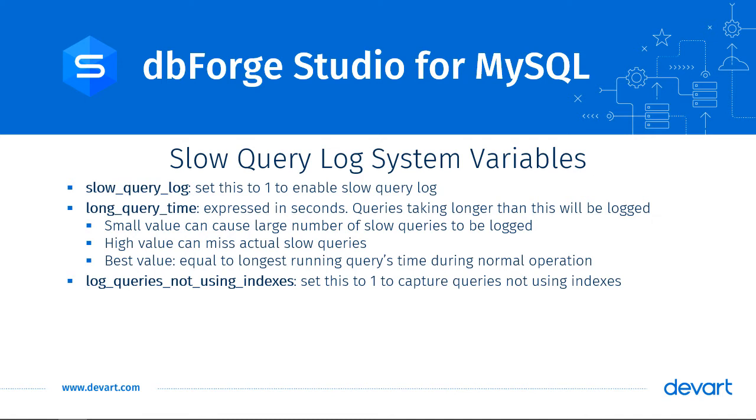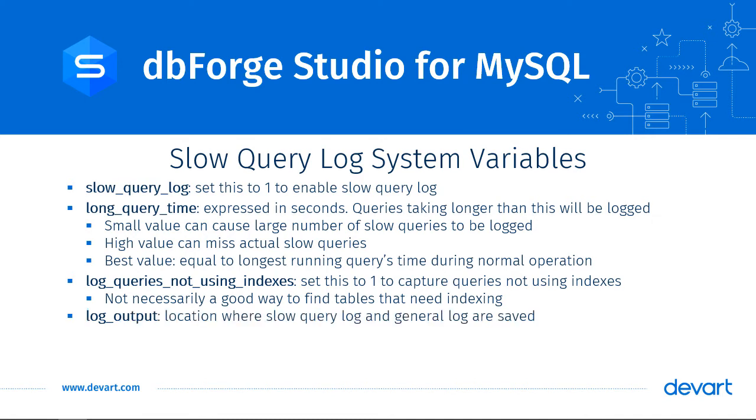Then we have the parameter log_queries_not_using_indexes. If we set this parameter value to 1, MySQL will log every query that's not using any index, even if the query is taking less than the long_query_time value. Now, it may sound like a good idea to set this value to 1 so we can find which tables need indexes. But bear in mind, sometimes the query optimizer may not decide to use an index even if one exists. Therefore, setting this parameter to 1 doesn't necessarily mean finding tables that need indexing.